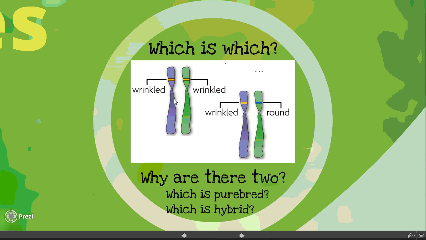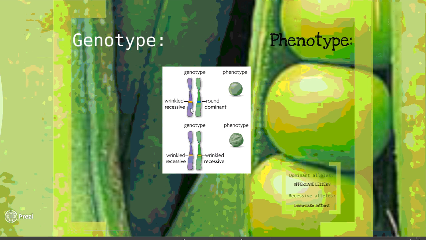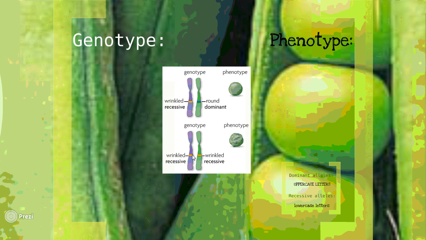There's two of them because one comes from the father and one comes from the mother during sexual reproduction, and so each organism has two of the alleles for each trait. We call this a genotype: the wrinkled, round, or wrinkled and wrinkled traits here. The phenotype is what the organism looks like.